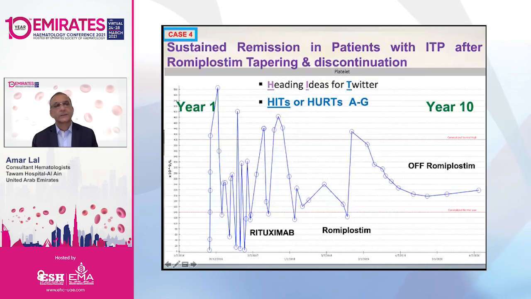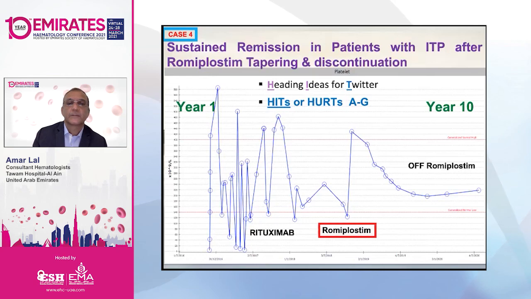Now, the fourth case. This is again a young male, 30 years old, diagnosed with ITP. Initially, he used steroids 3 times. Then finally, he agreed he wanted more therapy, either rituximab or romiplostim. Initially we gave rituximab. It worked, but again we lost the response within 2 months. So he was given romiplostim, and you can see it went up. After 9 months, we tapered off the romiplostim. Over 2 years now, he is off therapy. So this is one example of sustained remission in a patient with ITP after romiplostim.